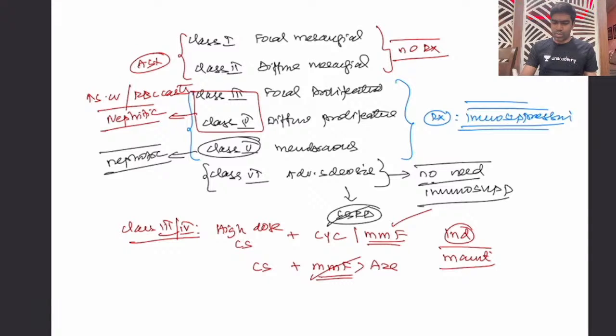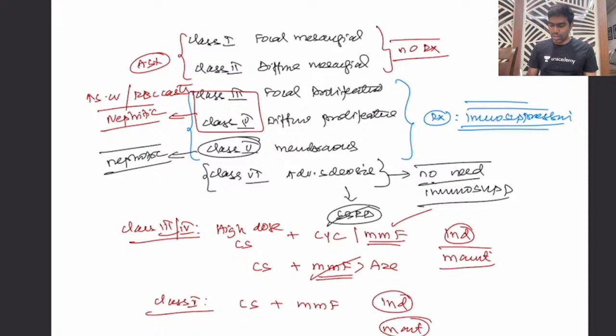And what about your class 5? Class 5 lupus nephritis. For class 5 lupus nephritis, you can use corticosteroid plus MMF induction therapy, and of course maintenance will be with either mycophenolate mofetil or azathioprine, but mycophenolate mofetil is going to be a better option in this case.